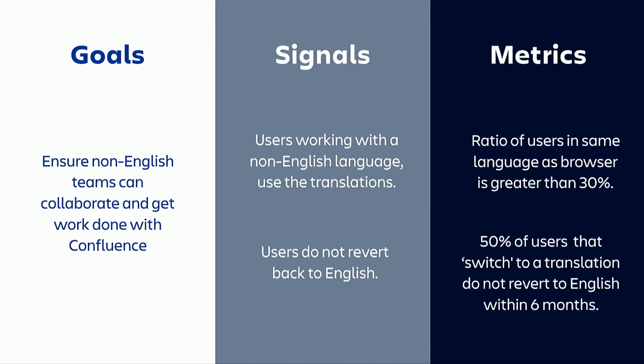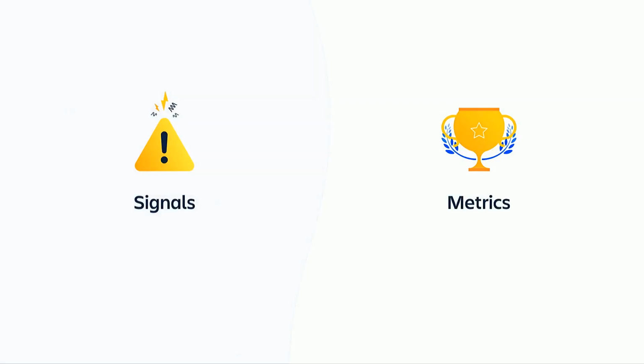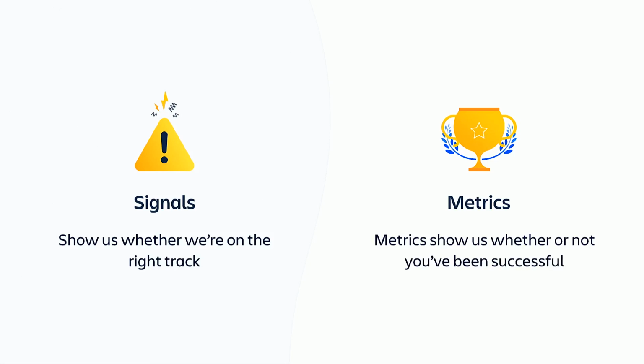Now here you may be thinking, signals and metrics look very similar. How are they different and why is it important to distinguish between them? Well, the key difference here between the signal that you set and your metric is that your signal gives you an idea of whether or not you're on the right track to hitting your metric and being successful. But the metric shows you whether or not you have been successful.